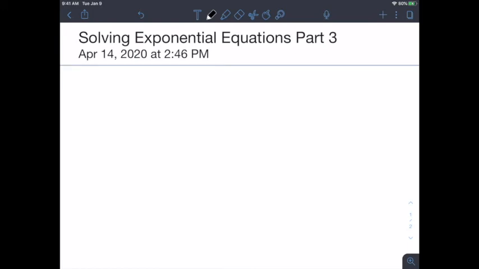Okay, solving exponential equations, part 3. So I have 4 examples. Let's get started. Example 1. Example 1, I'm going to say 3 to the power of x minus 9 is equal to 1 over 9.